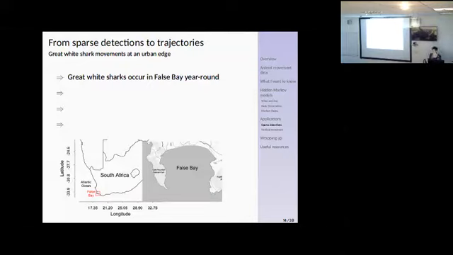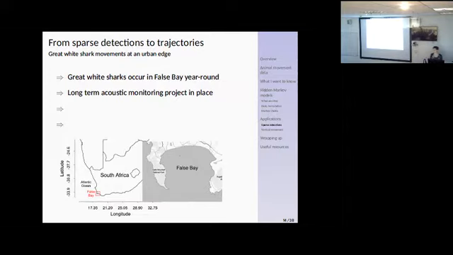And you get white sharks here year-round. This is mainly because of this little speck, which is a Cape fur seal colony. The sharks like to eat the pups in the autumn and winter, so you get lots of sharks aggregating around the island and nearby beaches. And there's been a long-term acoustic monitoring project in place for about 10 years now.